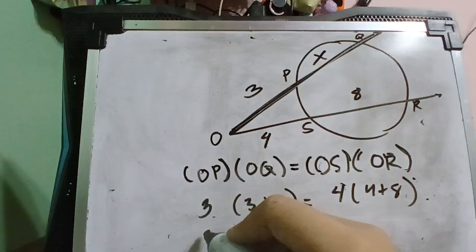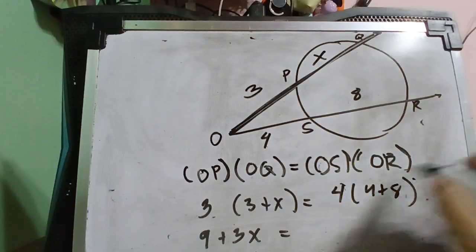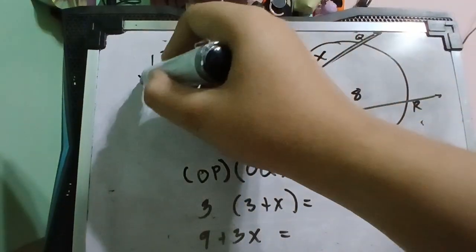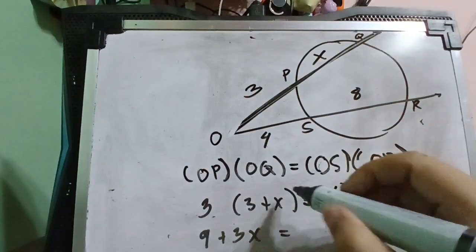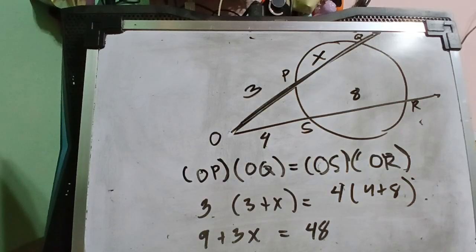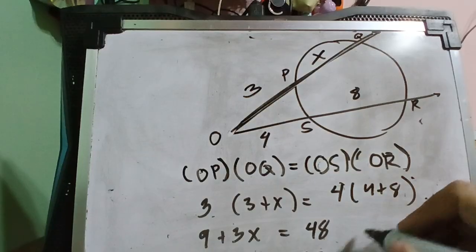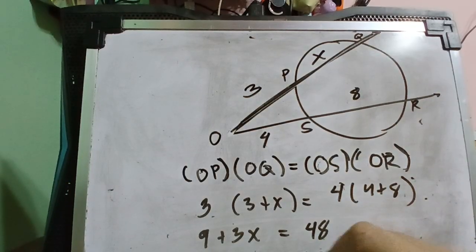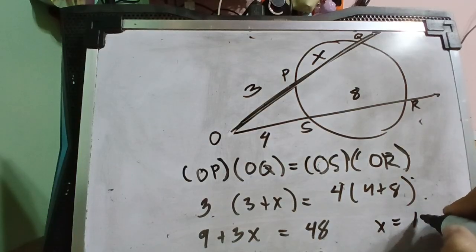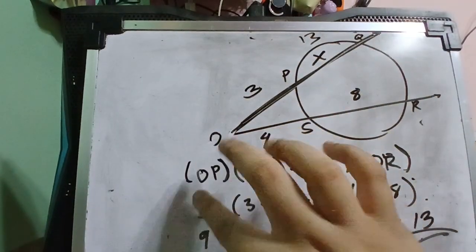So this becomes 9 plus 3x is equal to, of course, 4 times 12, which is 48. So, let's move 9 to the other side. 48 minus 9 is 39. So, 3x is equal to 39. If we divide both by 3 to remove the constant here, it's going to be 13. So, 13 here. Let's check if it's correct.